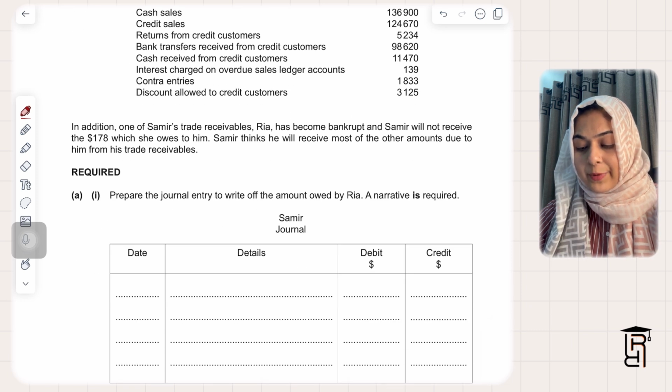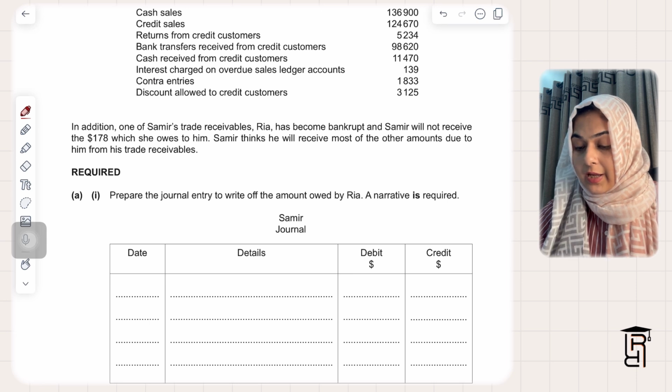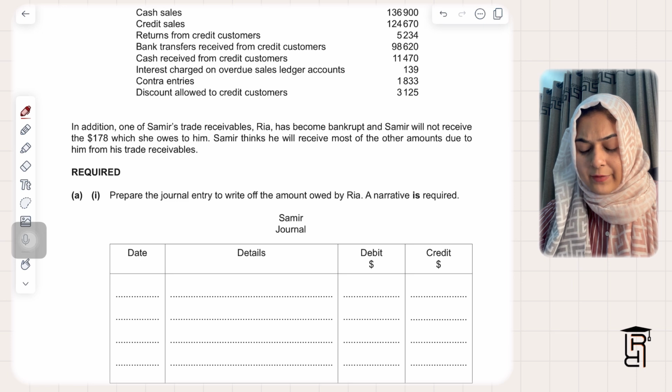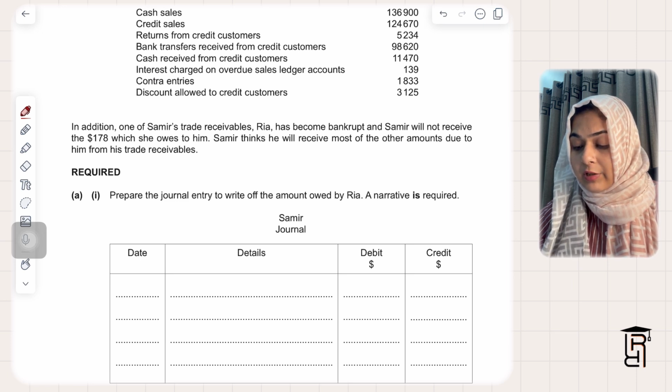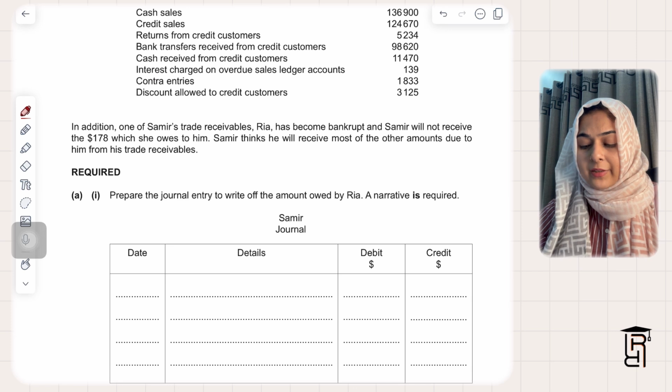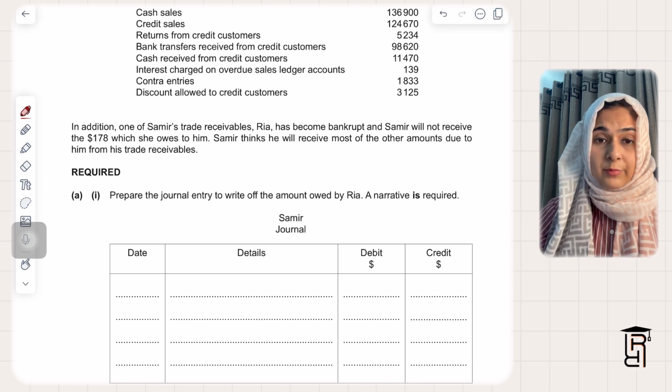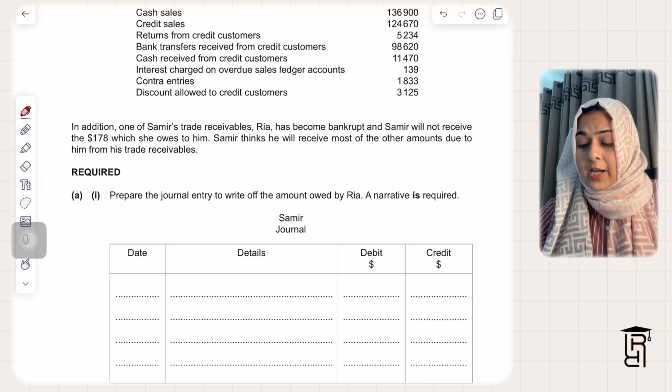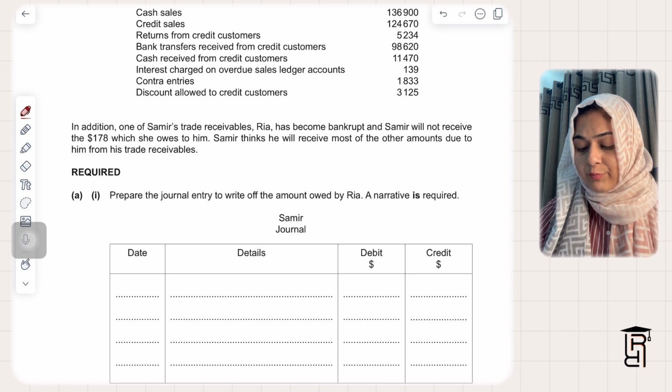And then they're saying here, in addition, one of Samir's trade receivables, Ria, has become bankrupt, and Samir will not receive the $178 which she owes to him. Samir thinks he will receive most of the other amounts due to him from his trade receivables. So Samir thinks that Ria will not be able to pay Samir because Ria has become bankrupt. So in the first part, they are saying prepare the journal entry to write off the amount owed by Ria.